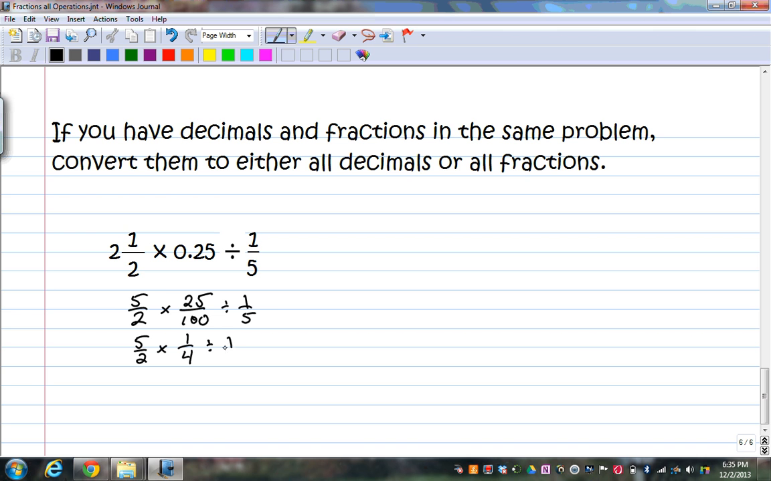And this is divided by 1/5. Do the first part. 5 times 1 is 5, over 4 times 2 is 8. I'm going to change this to multiplication and do the reciprocal. And then I have 25 over 8. 8 goes into 25 3 times. 1 left over. Keep the denominator. Pretty cool, huh?